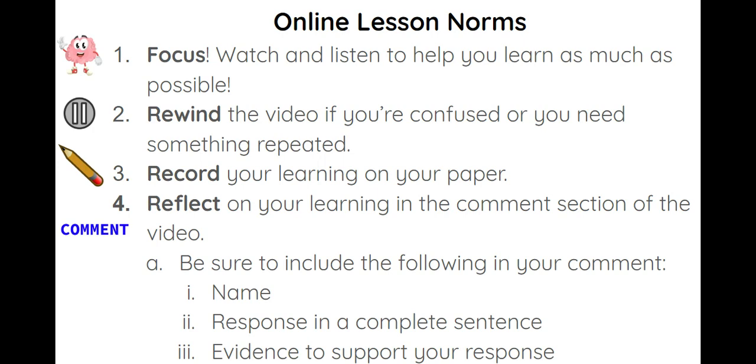And the last part is to reflect on your learning in the comment section of the video. Whenever you comment, it's really important that you include the following things in your comment. You're going to include your name, your response in a complete sentence, and then evidence to support your response.